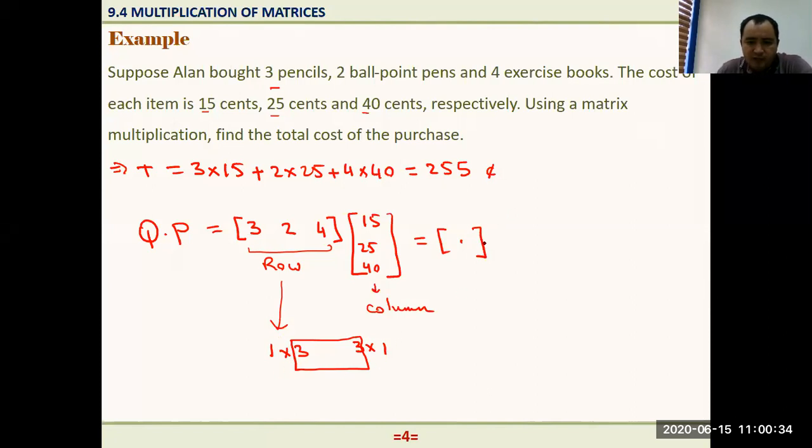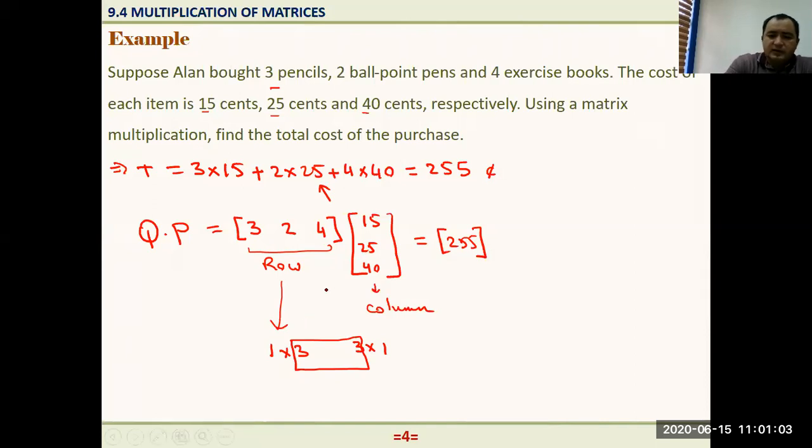To do this one, how can I do that? Multiply the first entry by the first entry, plus the second entry by the second entry, plus the third entry by the third entry. So that gives us this result, 255. It is the same thing as this. Multiplying in this way, or multiplying the two methods together, it's exactly the same. This is how we multiply a row matrix by a column matrix.